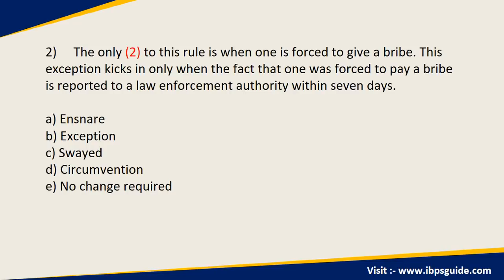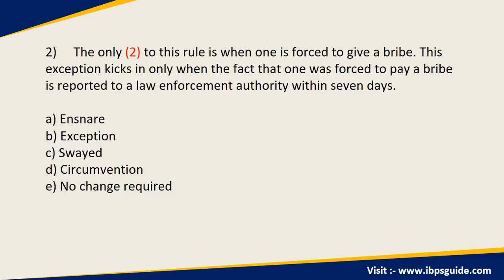So we will keep option B. Again, option C is swayed. It's in its ed form. It's a verb. So we will eliminate this option. And option D is circumvention. Again, this is a noun, so we will keep this. Now we're left with two nouns, exception and circumvention.